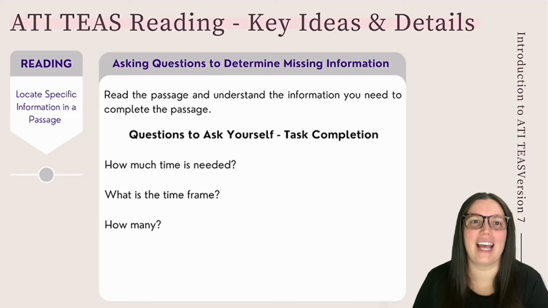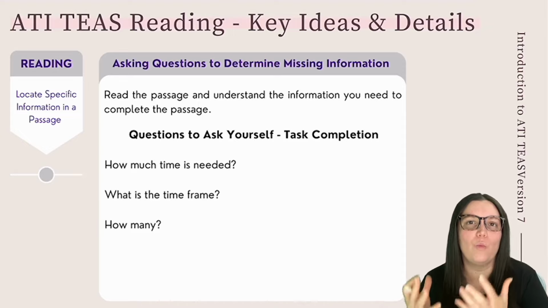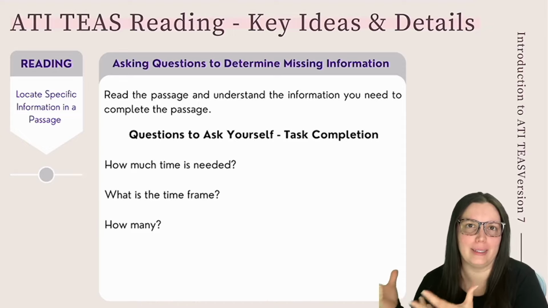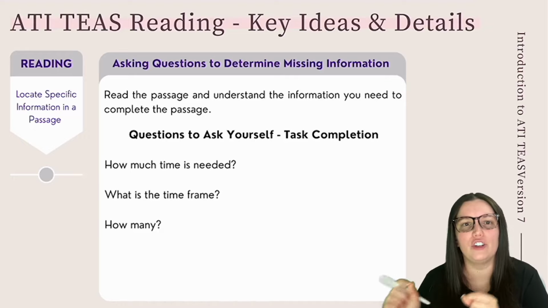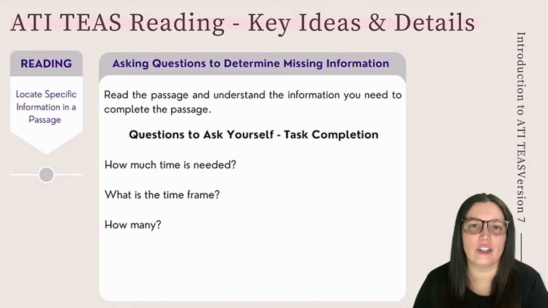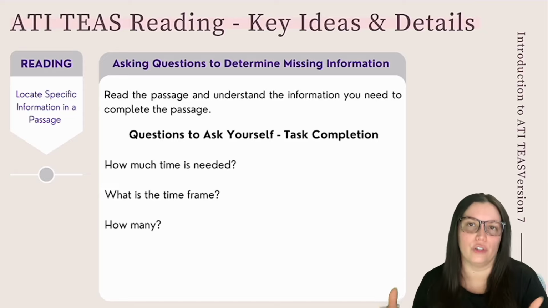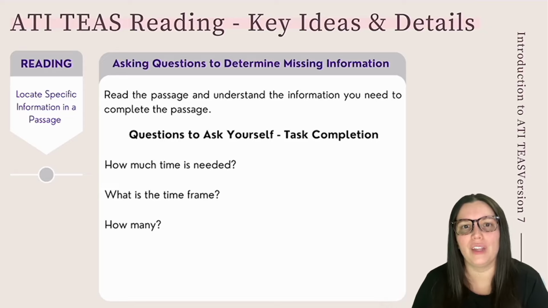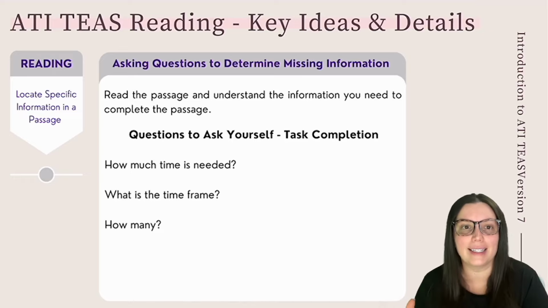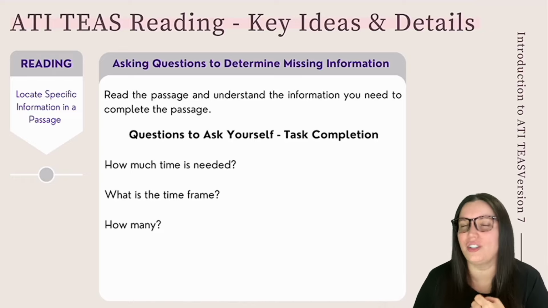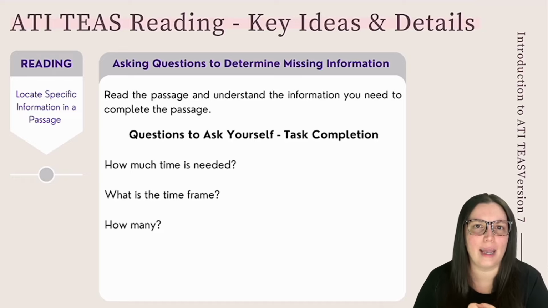You will also need to ask yourself questions to determine what information is missing, right? So it's important to read the passage and understand what information you are needing in order to complete that passage. If you're still having trouble finding that information, try asking yourself some questions about what it is that you're looking for. For example, if you're looking for information about how long it'll take to complete a task, you can ask yourself how much time is needed and what is the time frame for me to complete these tasks.